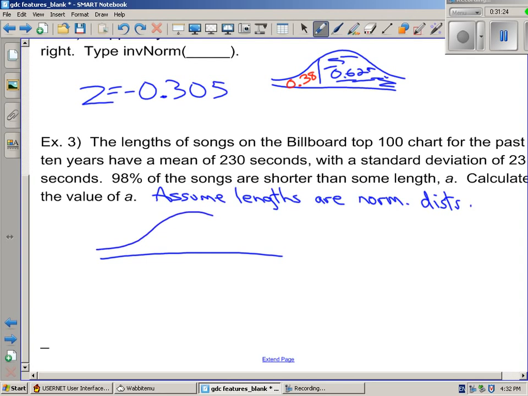So there's some length out here that we're calling A that 98% of the songs are shorter than. 98% or 0.98 of the area is out here. What we want to find is the value of this. So since we're looking for a number or a value, we're going to be using an inverse lookup. When you're looking for an area, it's going to be normal CDF. When you're looking for a score or a value, then you're going to be looking at the inverse lookup.